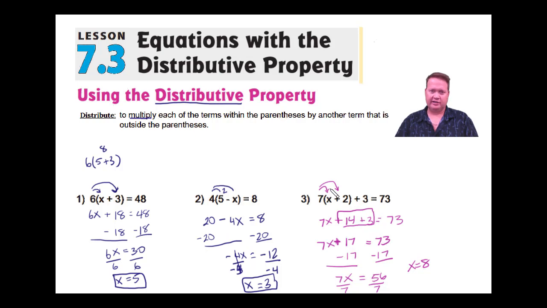And if you put an 8 in here for x, 8 plus 2 is 10. And 7 times 10, because there's your 7. 7 times 10 is 70. Plus this 3 is 73, which makes it a true statement. That's why that's your solution.